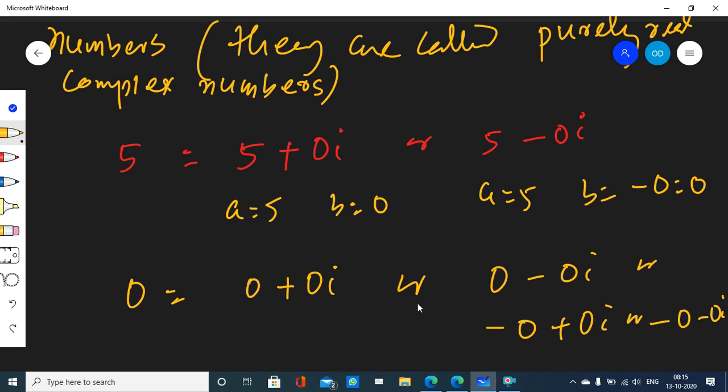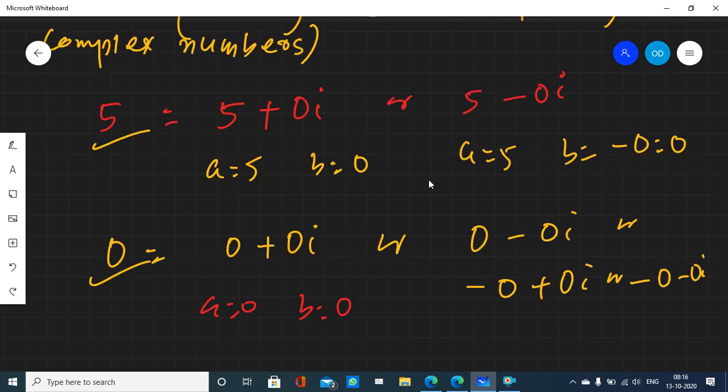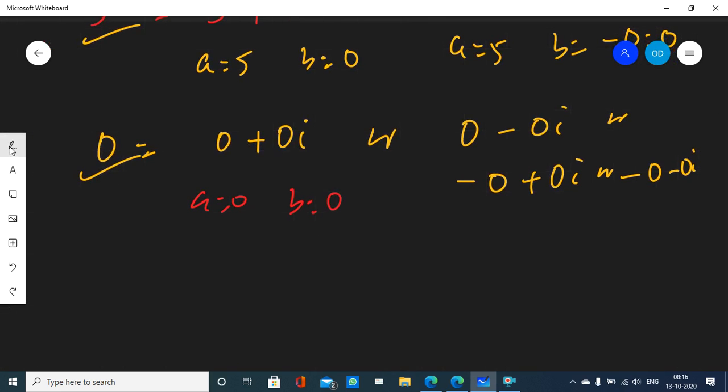0 minus 0i. In all the four cases, a is 0, b is 0. Here also a is 0, b is minus 0, meaning the same 0. Here a is minus 0, meaning the same 0, b is 0. Here a is minus 0, meaning 0, b is also minus 0, meaning 0. So every real number can be expressed in the standard form of a complex number. That is why we shall say that every real number is also a what? A complex number, right? Yes, sir.